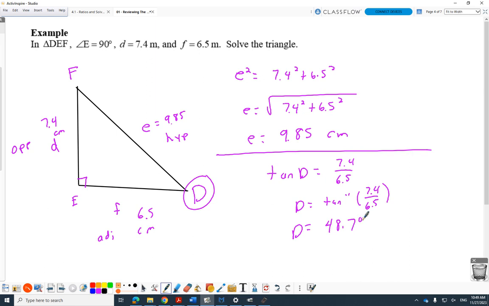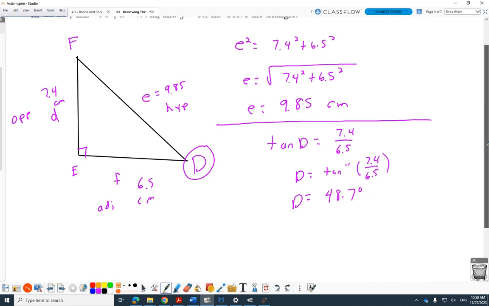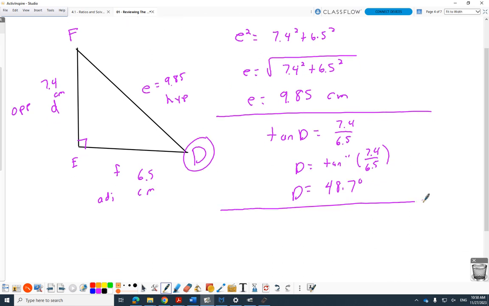Can't you just like add them now? Yeah, I think the most efficient way now is to stop there and go, okay, if this is 48.7 degrees, I'm not going to go back to SOHCAHTOA. I can just go angle F is 180, subtract the 90, subtract the 48.7. And some people might even have a better shortcut than that, they might actually go 90 minus 48.7, because they know it's 90. So this other angle's got to add up to 90. So that's even another shortcut. And I think I get 41.3 degrees.